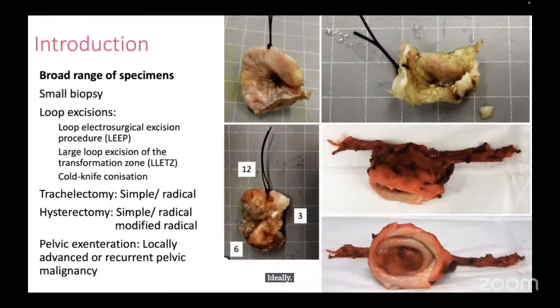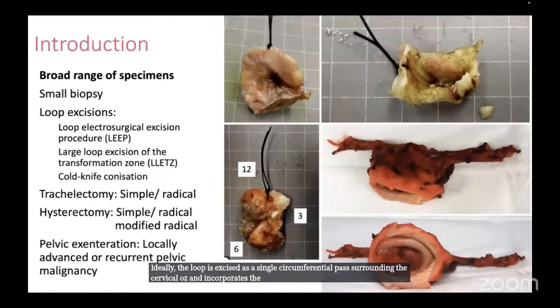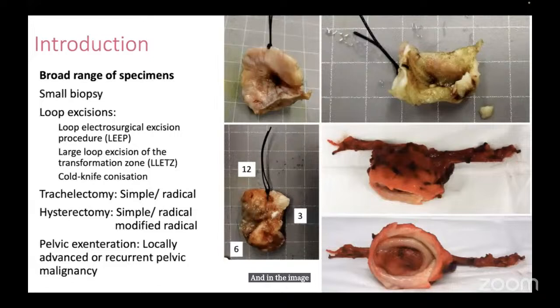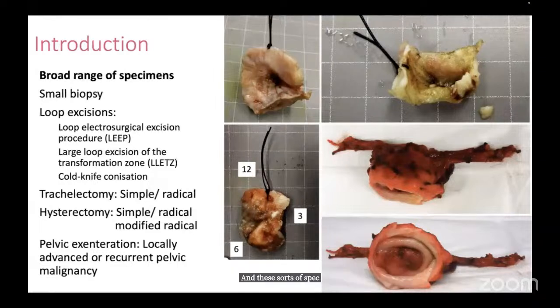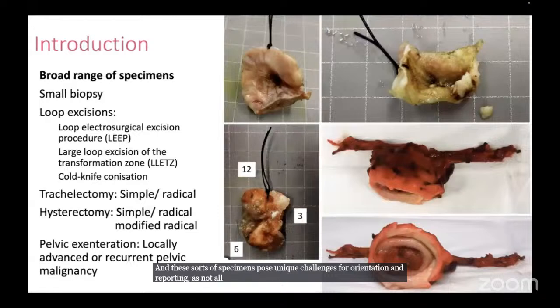Ideally, the loop is excised as a single circumferential pass surrounding the cervical os and incorporates the entire squamocolumnar junction, but this isn't always possible. So sometimes we get a specimen as several passes, and that's what I've depicted here in the images at the top. So you can see that the loop excision is incomplete from 3 to 6 o'clock and that a second pass has been taken. And in the image at the bottom left, only one half of the cervix has been taken in the first pass, with the other half received separately. And these sorts of specimens pose unique challenges for orientation and reporting, as not all margins in a multi-part specimen will represent true margins, and that needs to be taken into account.